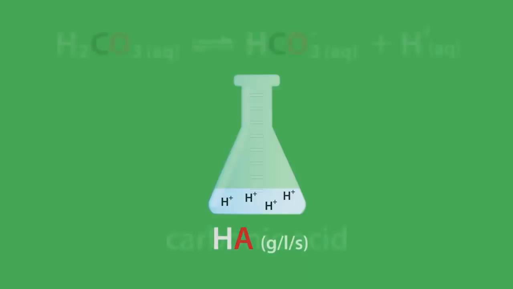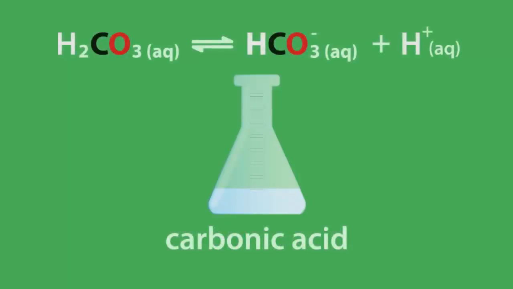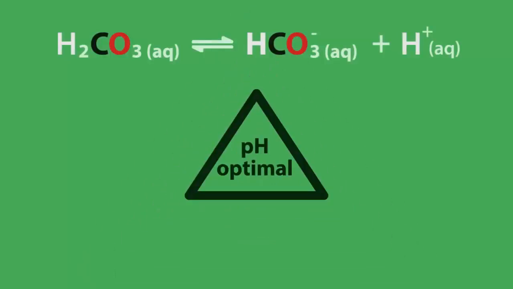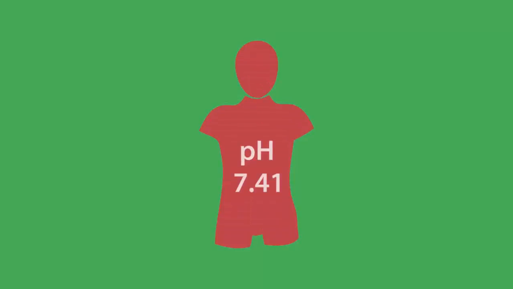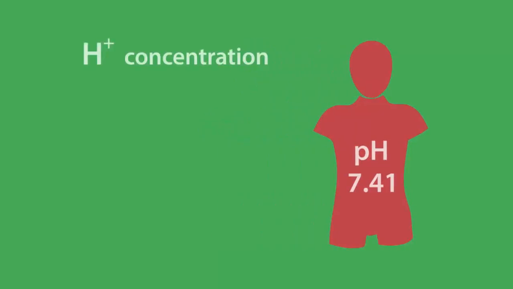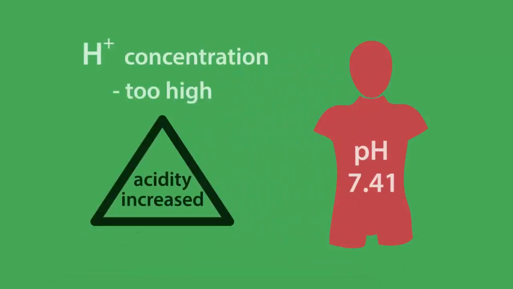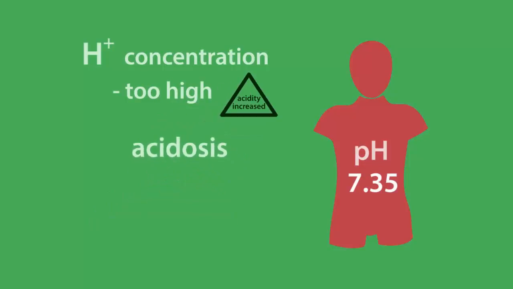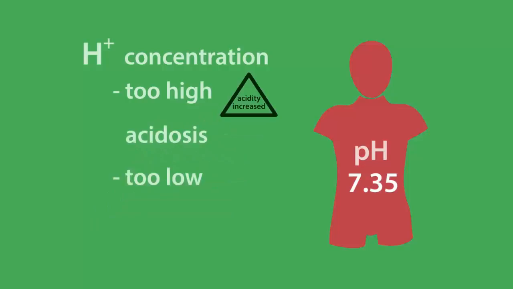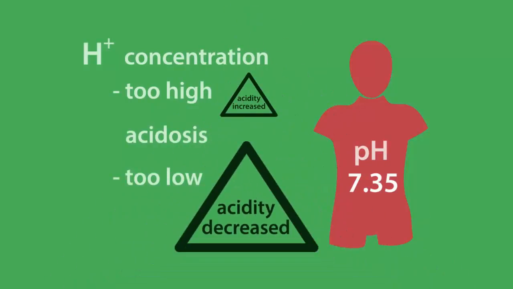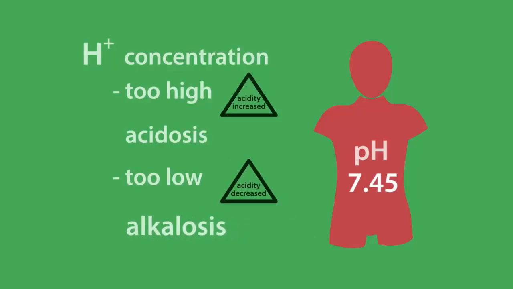The extent of the dissociation of carbonic acid is critical in maintaining the optimal pH. Our blood has a very specific pH, 7.41. If the concentration of protons is too high, it will increase the acidity of blood. Even at 7.35, the medical condition is known as acidosis. If the concentration of protons is too low, it will decrease the acidity of blood. Even at 7.45, the condition is known as alkalosis.